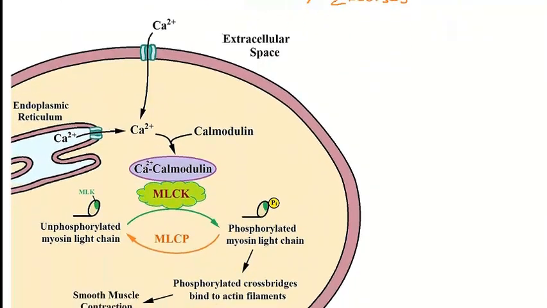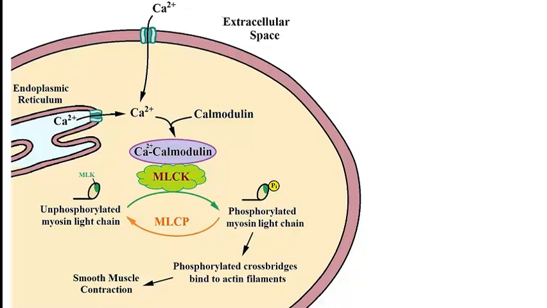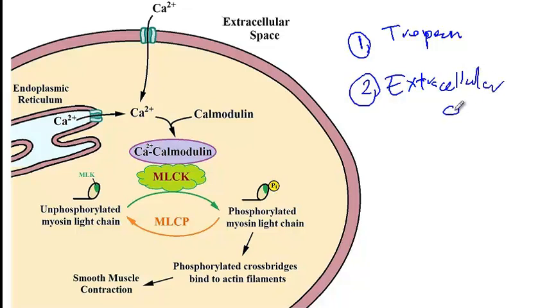Now, the mechanism of contraction of smooth muscles is different than skeletal and cardiac muscles, and the two main differences are, one, troponin is not present in smooth muscles, and therefore the binding site of myosin to actin is always open. And second, the initial calcium supply is from extracellular space. You know how we discussed that for skeletal and cardiac muscles, it's the endoplasmic reticulum that is releasing calcium. For smooth muscles, the initial supply of calcium is from extracellular space. So extracellular calcium is being used. So now let's discuss the mechanism of smooth muscle contraction.